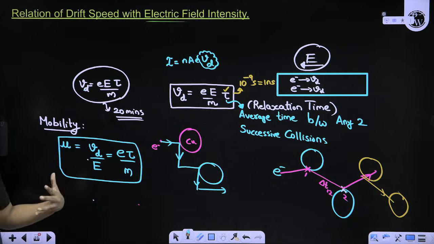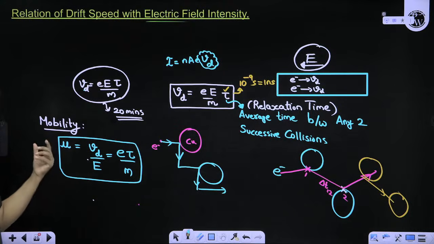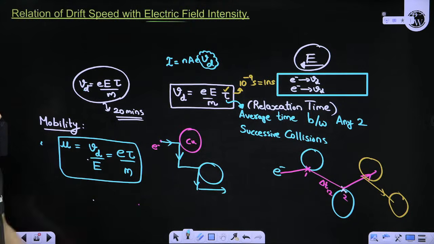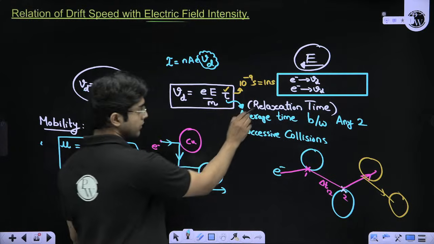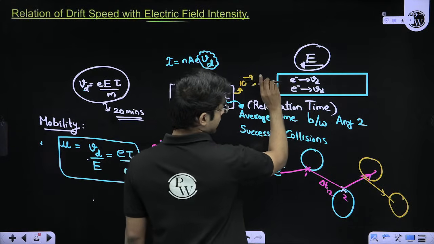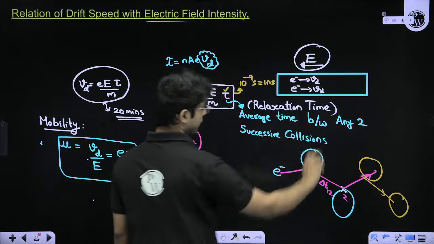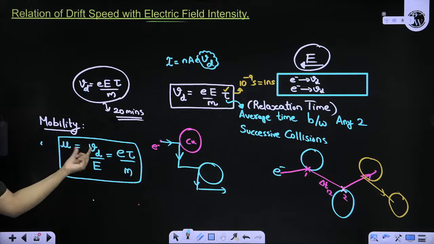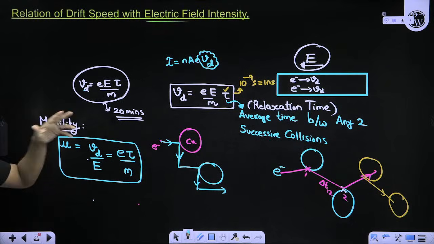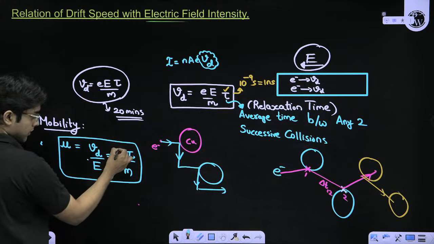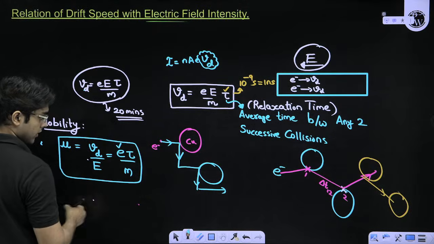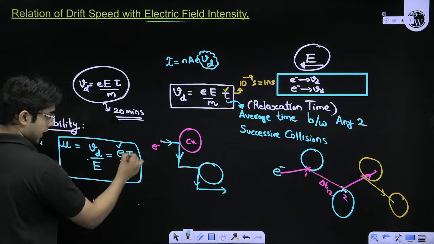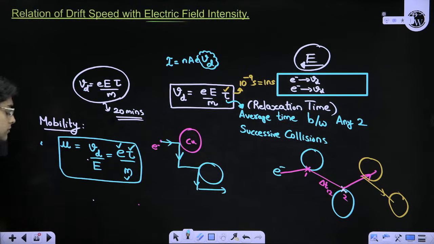Mobility means how freely they are able to drift inside the conductor. So here, if we are talking about the electron, when we apply an electric field, it starts drifting, right? So mobility of the electron means how easily they are able to drift. That mobility will depend on the charge of the particle, the mass of the particle, and the relaxation time.